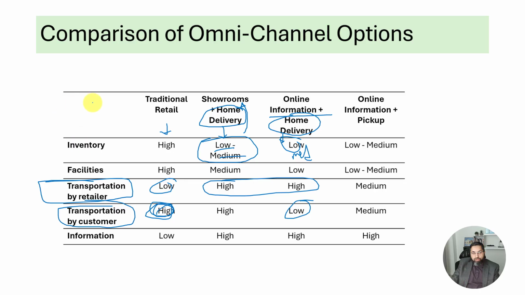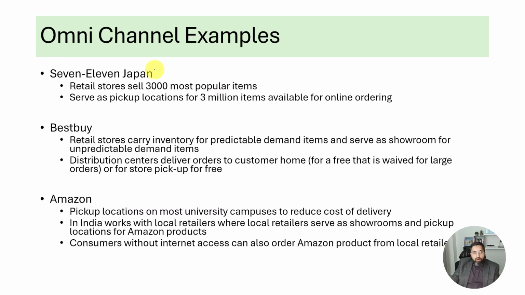Okay, so it's fairly straightforward based on the logic we've studied so far. So let's get some omnichannel examples. 7-Eleven stores in Japan, and I already gave you some examples like Walmart.com and HomeDepot.com. So 7-Eleven in Japan, they have these small convenience stores where they sell fresh food, sandwiches, lunch items, breakfast items, and fast-moving items. They sell only 3,000 of the most popular items at these convenience stores, corner stores.